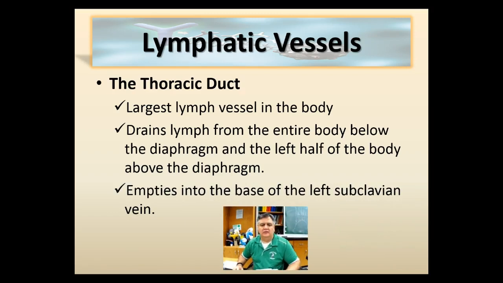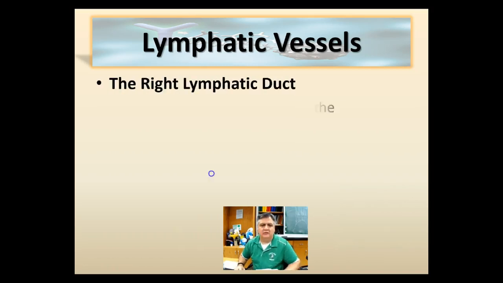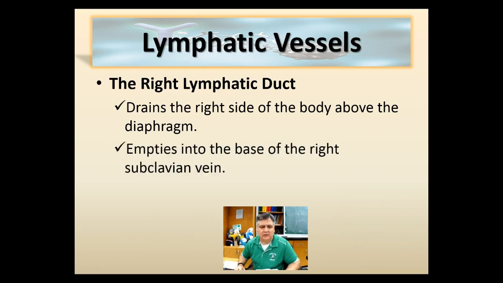So the thoracic duct is going to empty into the base of the left subclavian vein then. So eventually the thoracic duct is going to take all that lymph and return it to the blood via the left subclavian vein. On the other hand, the second collecting duct is the right lymphatic duct. The right lymphatic duct drains the right side of the body above the diaphragm. It is eventually going to empty lymph into the base of the right subclavian vein.